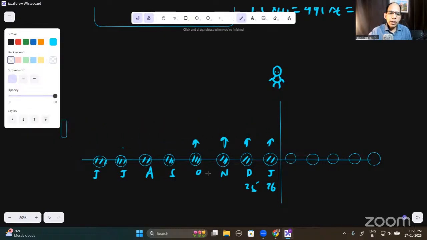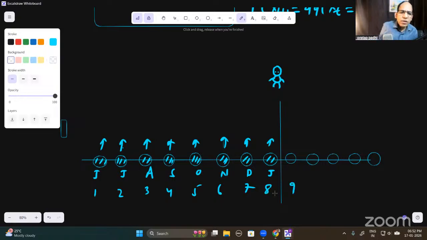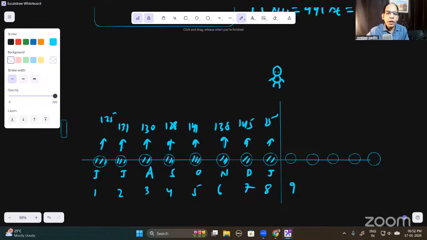Whatever the gap is, monthly, hourly, every second, every year, it doesn't matter. Ultimately, I'll write using numbers. I'll start with 1. Suppose 1, 2, 3, 4, 5, 6. In this example, suppose I have data up to 7, 8, and I need to forecast for 9. So this data I have. Suppose this is 125, 131, 130, 128, 141, 138, 145, 158.